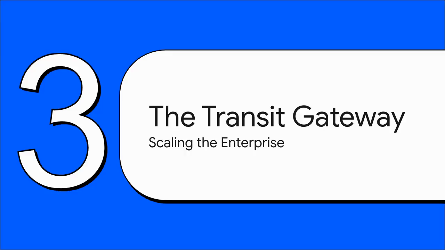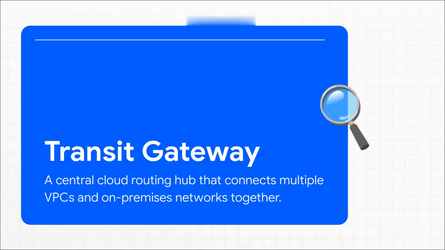All right, Section 3, Mastering the Transit Gateway. Let's talk about scaling the enterprise. You see, when your enterprise scales beyond just one single VPC, that initial single connection just isn't going to cut it anymore. You need a transit gateway. This is basically a central cloud routing hub that connects your virtual private clouds and your on-premises networks all together.